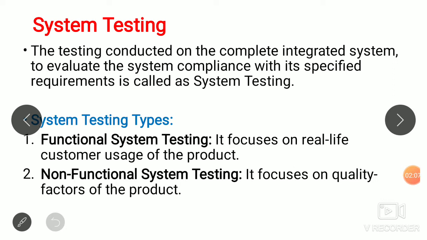Here, these are the two types of system testing. One is functional system testing and the other is non-functional system testing. First, we will see what is meant by functional system testing. Here, functional system testing mainly focuses on real life customer usage of the product and solutions. Here real life customer usage means we are going to concentrate on real life customer projects.